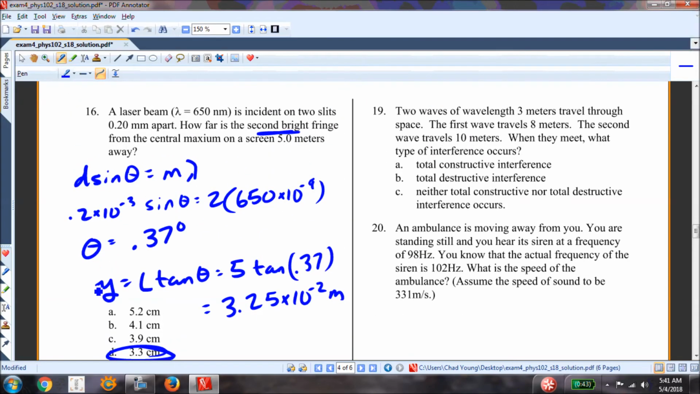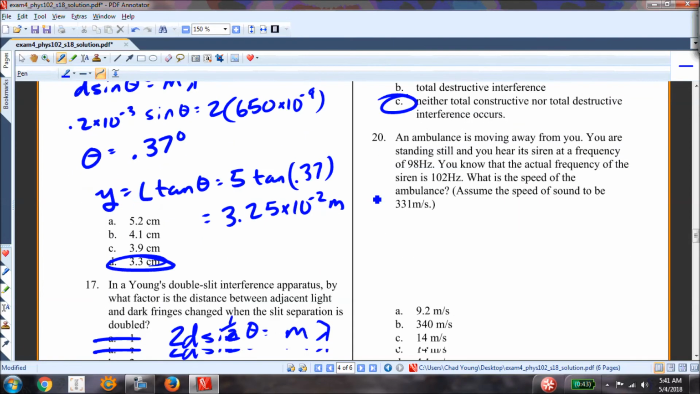Two waves of 3 meters travel through space. The first travels 8, the second travels 10. When they meet, what type of interference occurs? Well, the key here is what is the difference? The difference is 2 meters. That's my path length difference. And they have wavelengths of 3 meters. So I'm not at a half a wavelength, and I'm not at a full wavelength. So I'm going to get neither total constructive nor destructive.